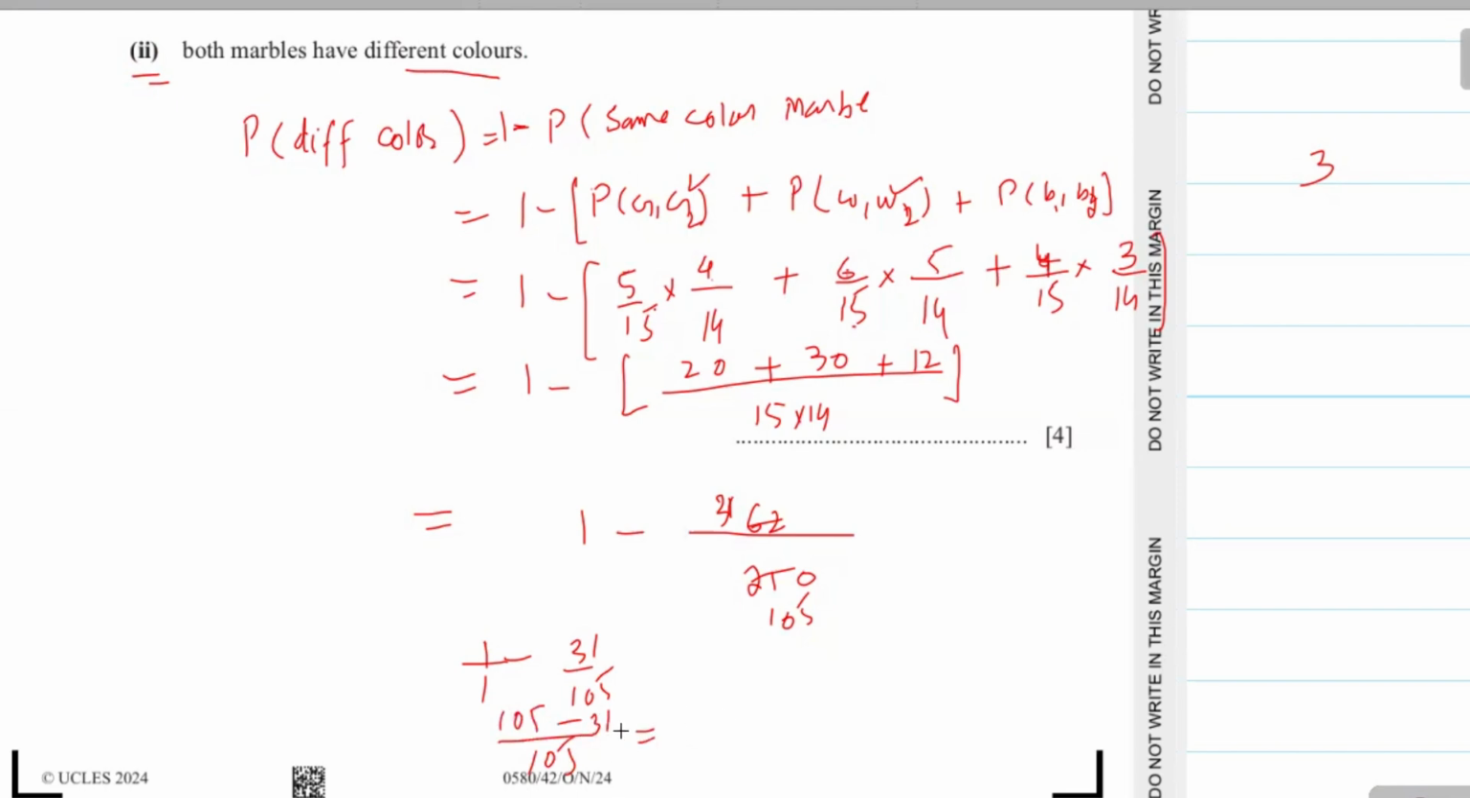And this is 74 over 105, and this will be the probability of both marbles having different colors.